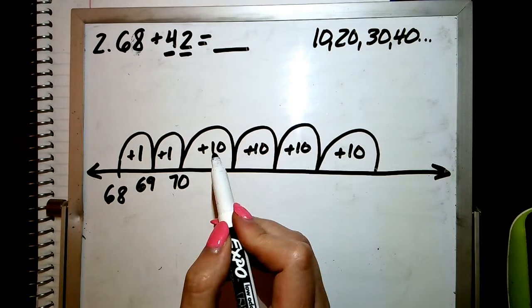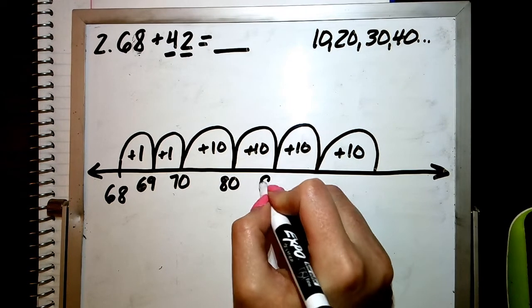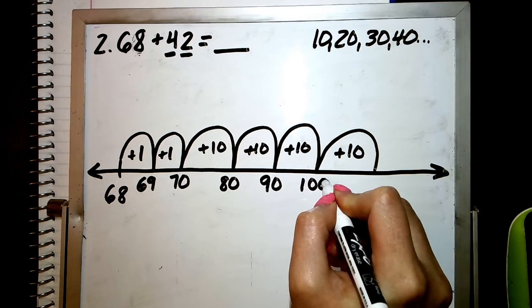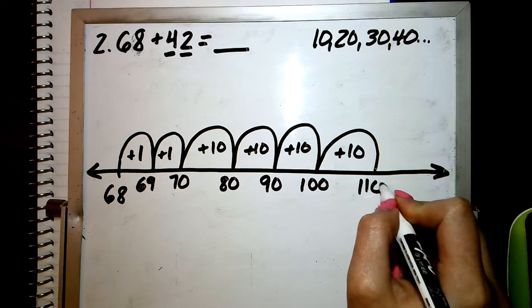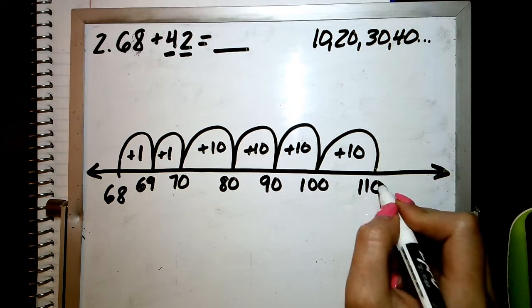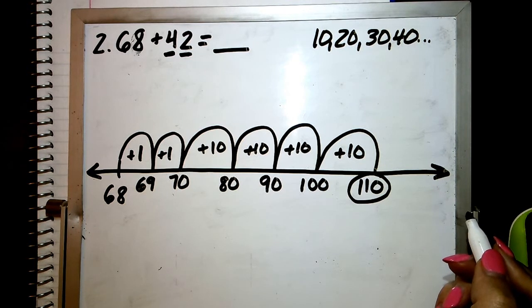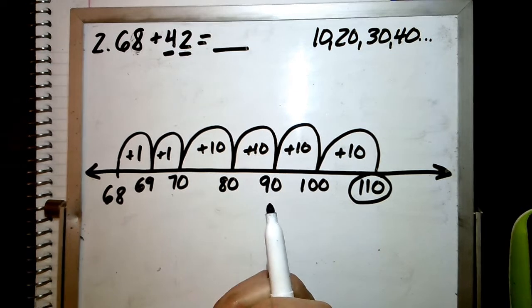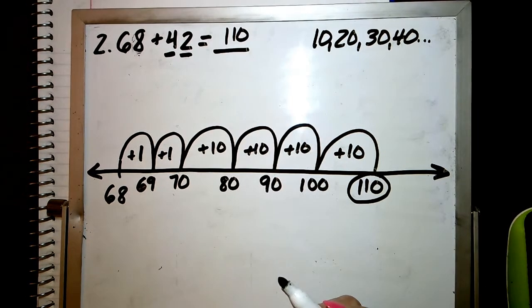So 70 plus 10 is 80. 80 plus 10 is 90. 90 plus 10 is 100. 100 plus 10 is 110. So same answer as the last time, just did it in a little bit of a different way because sometimes it's easier for people to think in multiples of 10 than it is the other strategy we just did. All right, friends, so those are 2 different ways that we can solve this problem with 2 different strategies.